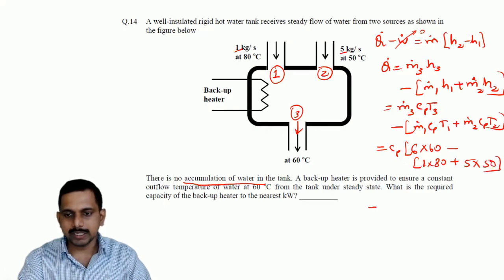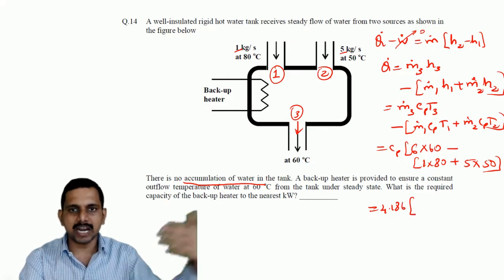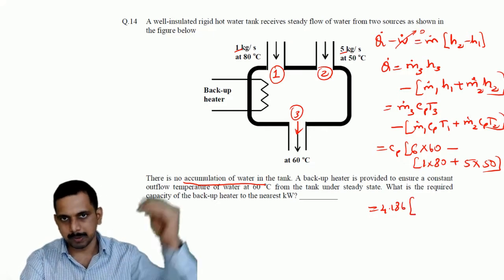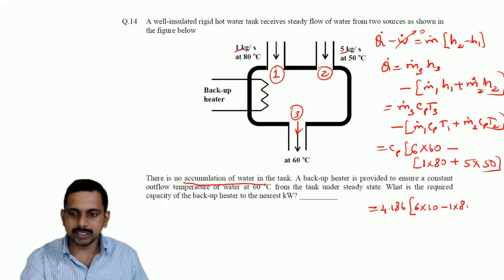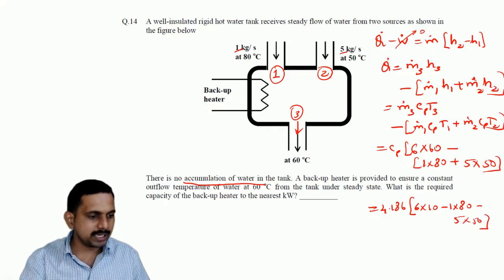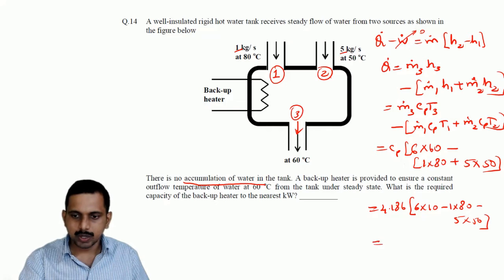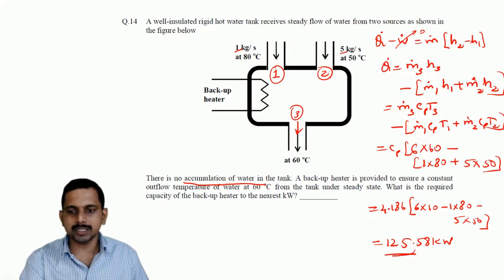So Cp is 4.186. This is given at the starting of the paper. In the thermodynamics paper, initially they have given those values. So when we put that, 6 into 60 minus 1 into 80 minus 5 into 50, the answer I get is 125.58 kilowatts. This is kilowatts because Cp is in kilojoules per kg Kelvin. So I hope you got the answer, students.